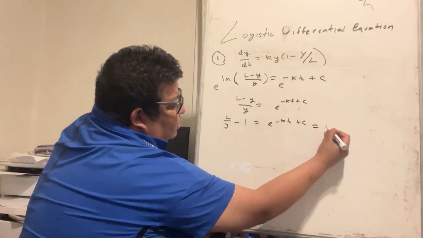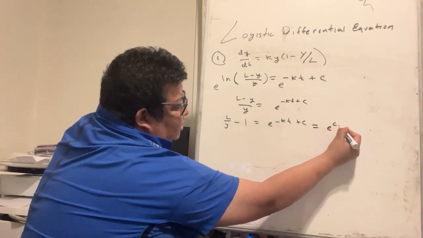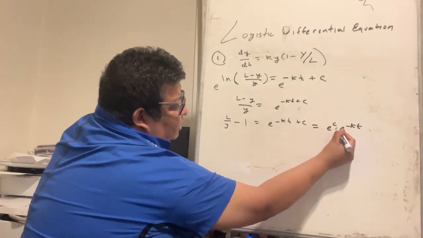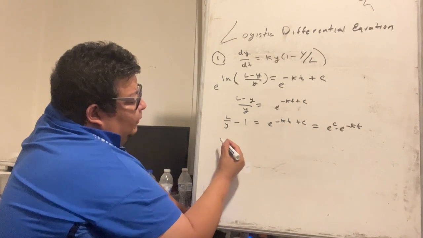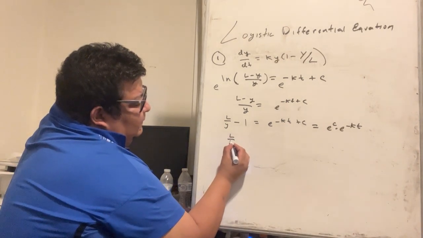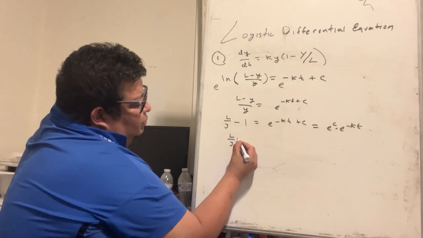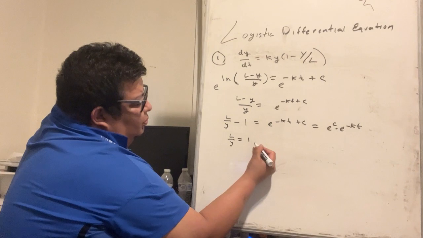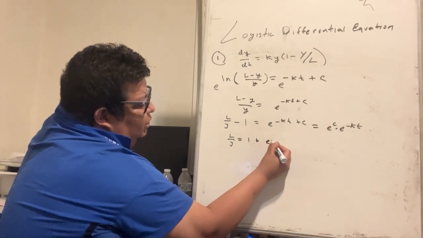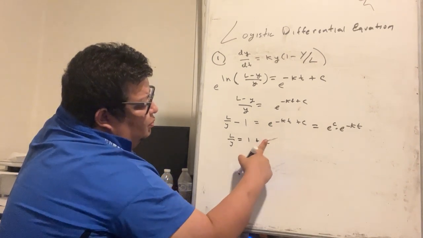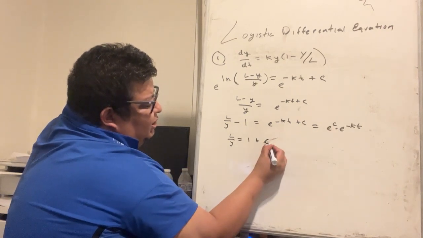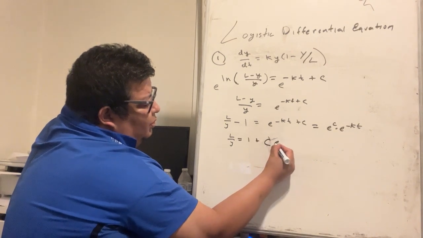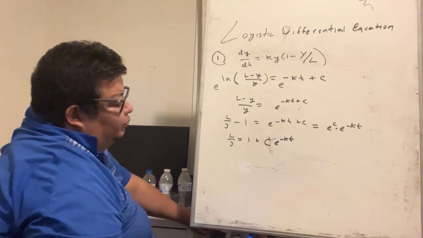Okay, so this becomes e to the c, and then e to the minus kt multiplier. Okay, so L over y is equal to 1 plus, and what I'm going to do is make this e to the c, just call it a big C, and that will be equal to C e to the minus kt.